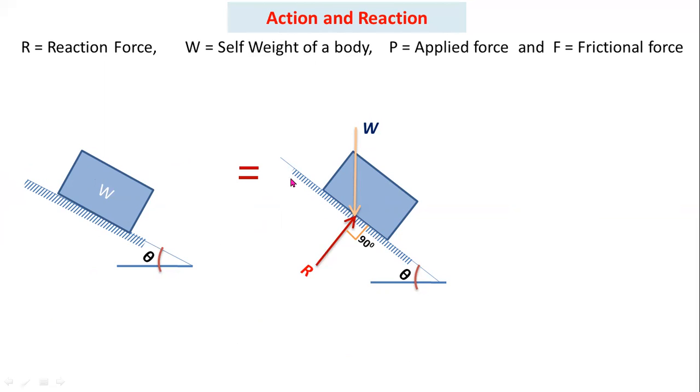Here the support is inclined with respect to the horizontal plane. This support makes an angle theta with respect to the horizontal plane. First, this is the horizontal axis, and this is the reaction force. This reaction force makes an angle theta with respect to the y-axis.